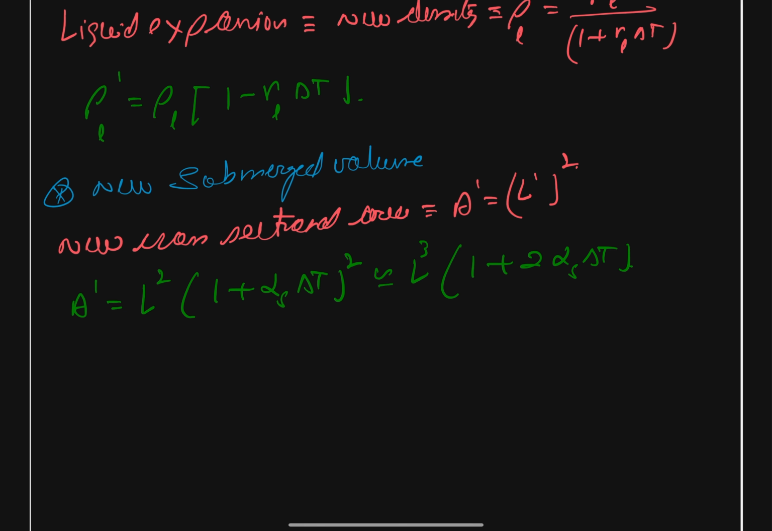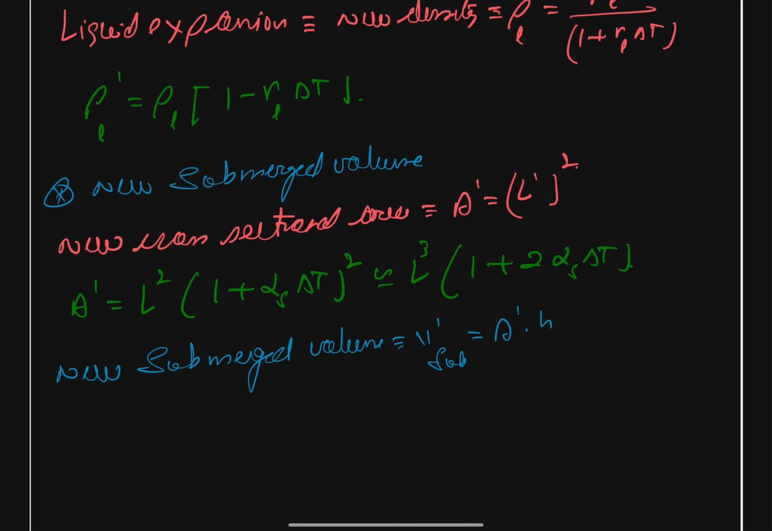But it is said that the submerged height remains the same. Therefore, our new submerged volume, V prime submerged, will be equal to the new area multiplied by the height, which is the same.